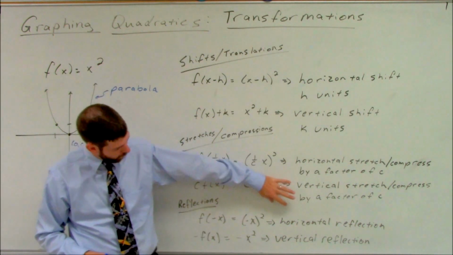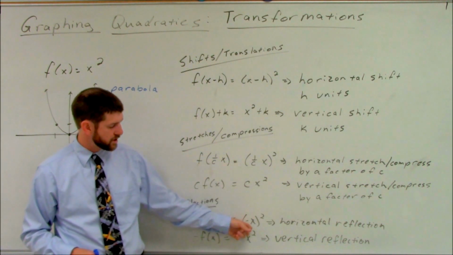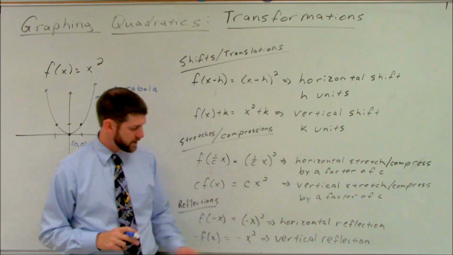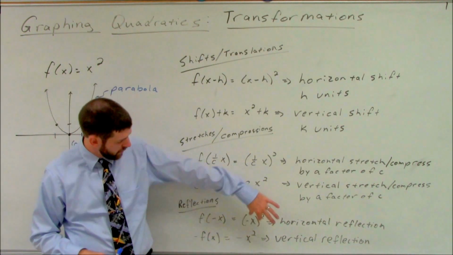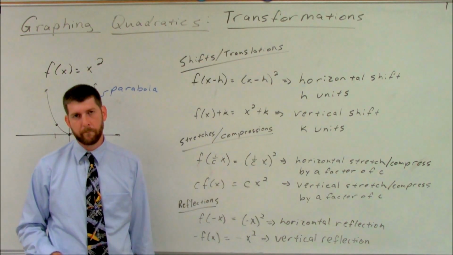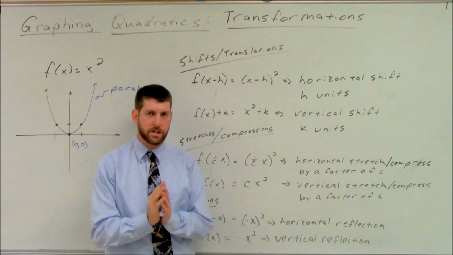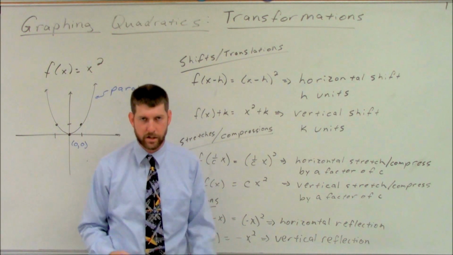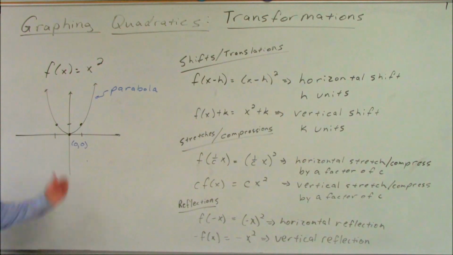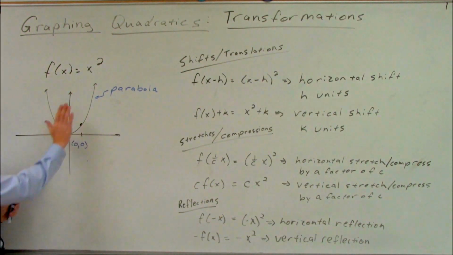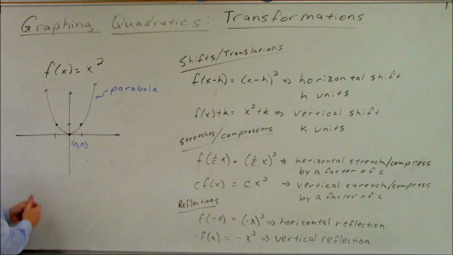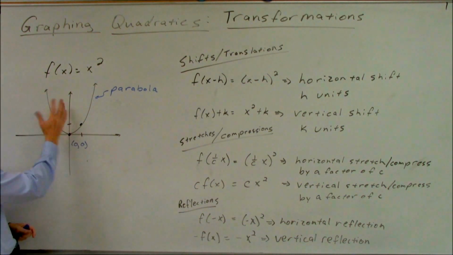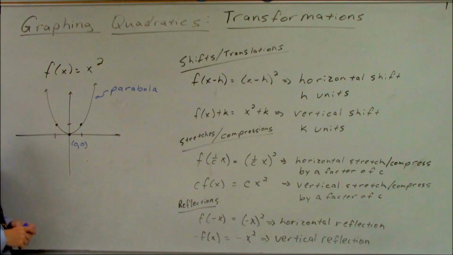So if I want a horizontal reflection, I multiply just the x by the negative. If I want a vertical reflection, I multiply the entire x squared by the negative. Now keep in mind here, if I take negative and put it with just the x, when I square that, negative x times negative x is positive x squared, which intuitively should make sense. Because if I take this graph right here and I reflect it horizontally, I'm going to get the exact same picture. So if I take this and I flip it around horizontally, you still get the same x squared picture.